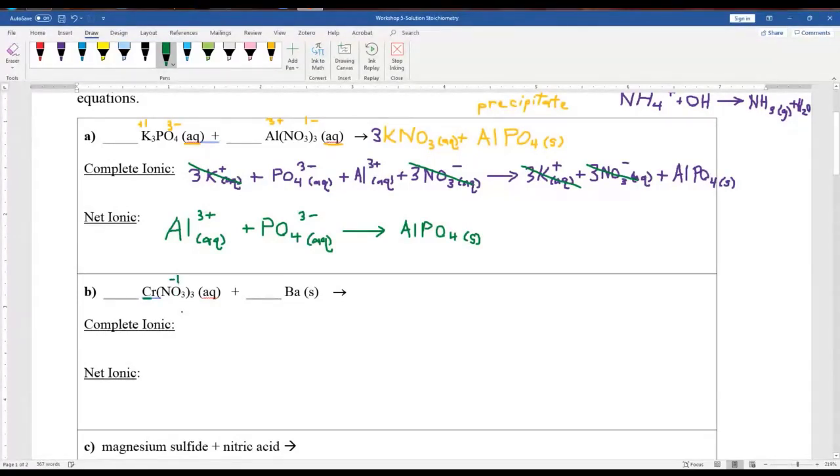So it's chromium 3 nitrate. Yes, there's 3 nitrates. That's a total of -3. So to balance that, chromium has to be the opposite, a +3. Very good. Gosh, I don't know why we do that in chemistry. That's so weird.